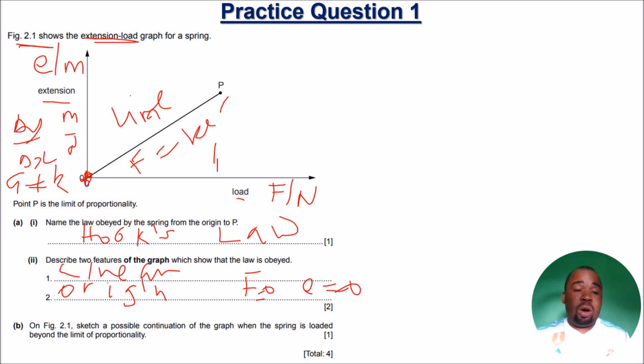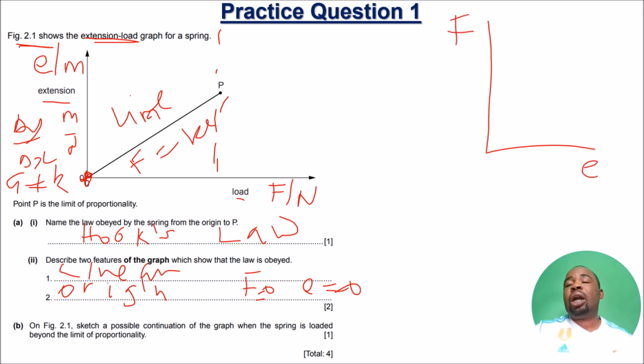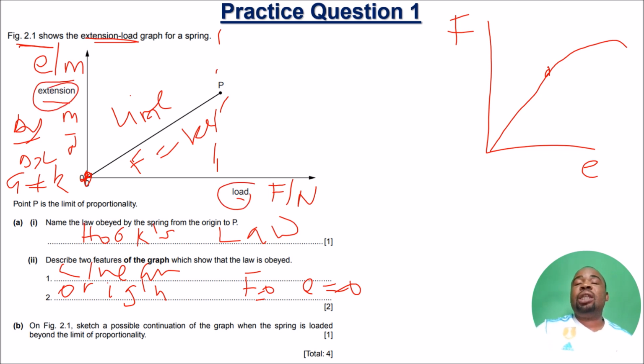Part B says, on Fig 2.1, sketch a possible continuation of the graph when the spring is loaded beyond the limit of proportionality. We said there are two curves. If it is a force-extension graph, from the origin up to the limit of proportionality, then from there it becomes a curve with decreasing gradient. The extension-force graph is the inverse of this, so we expect it to continue with increasing gradient. That is the sketch expected of you.